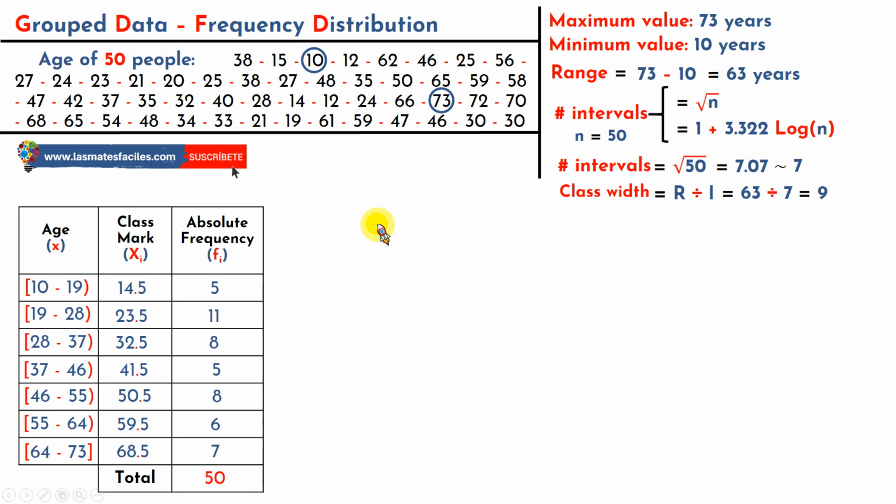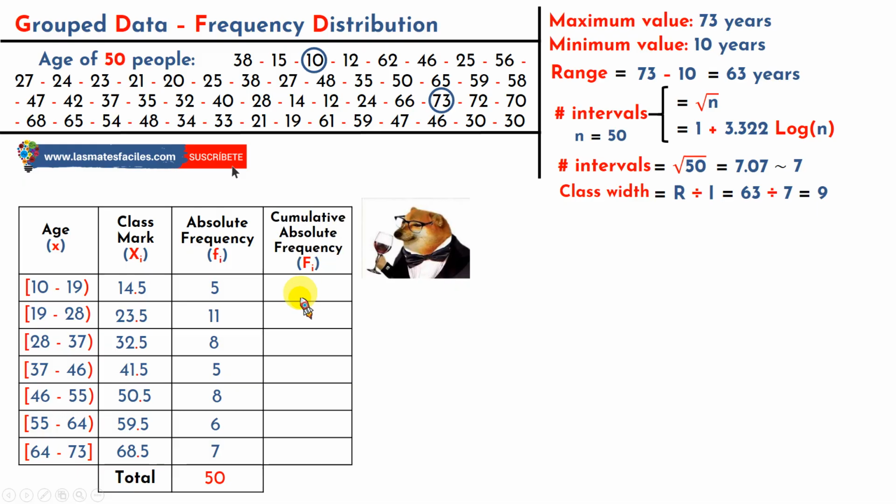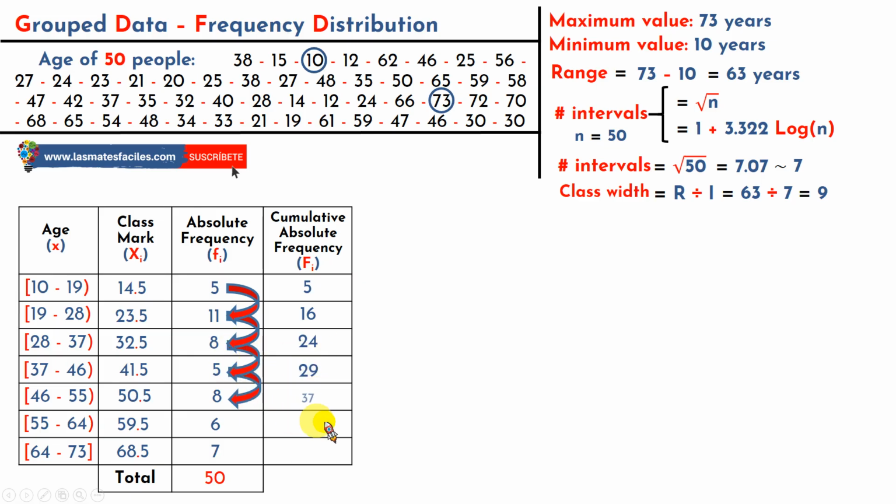Let's move on to the next column, cumulative absolute frequency. It's very easy to calculate. I take 5 and add the next 11. Now I have a total of 16. If I add this 8, I reach 24. And if I add this 5, I'll have 29. Finally, the total will be 50.